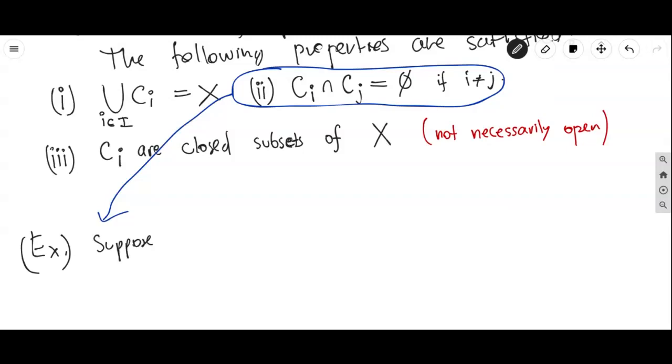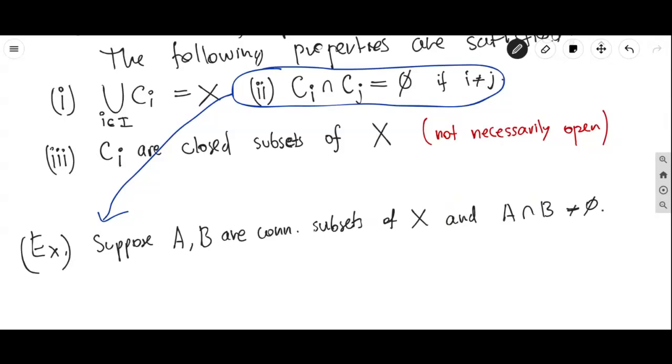So suppose, let's say A and B are connected subsets of X, and A and B intersect. So they have something in common. Then A union B is also connected. Now, here's why this makes sense intuitively.